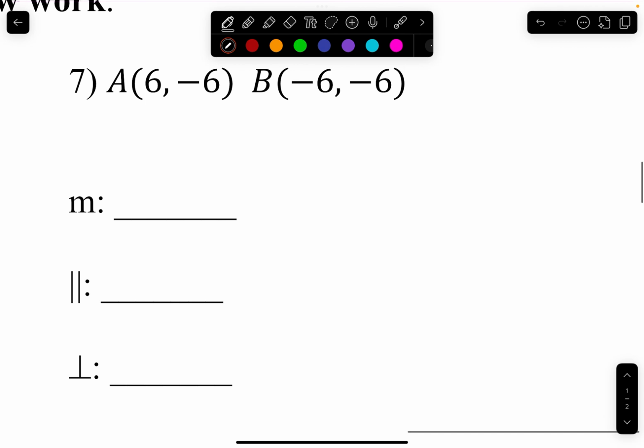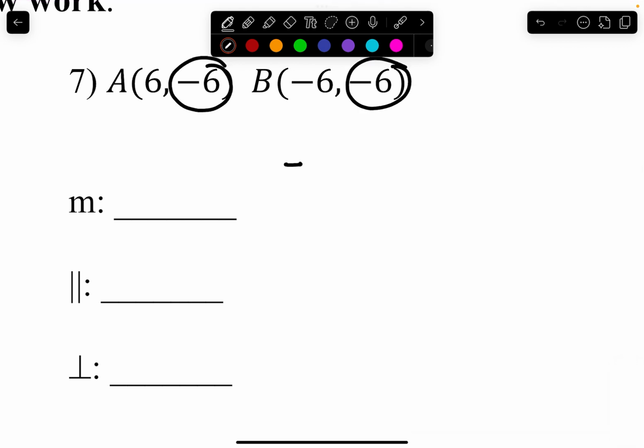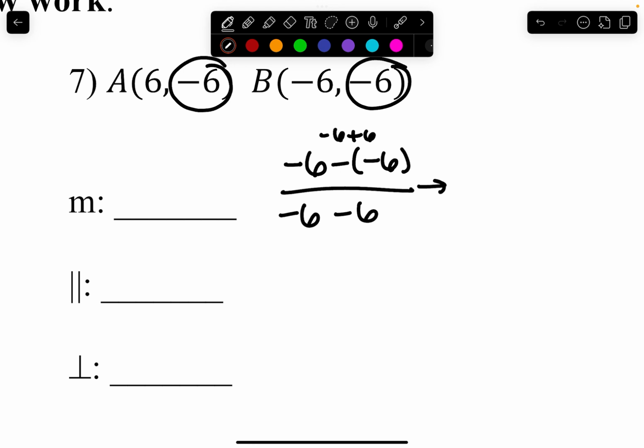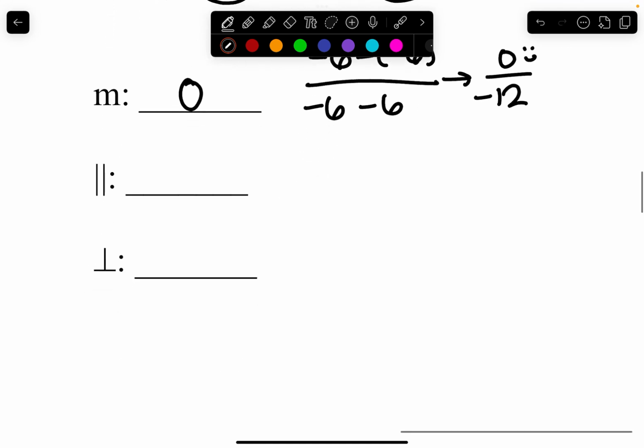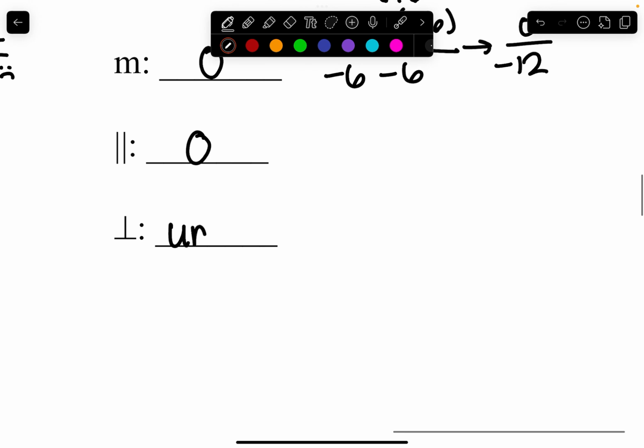And then we got this guy. We got -6 minus -6, and that's going to be over -6 minus 6. This is really -6 plus 6, which is 0. And then on bottom, this is -12. 0 on top is good, okay? But that means that we have a 0 slope. If we have a 0 slope, that means that we have a parallel slope that is also 0, but then that means that our perpendicular slope is going to be an undefined slope.